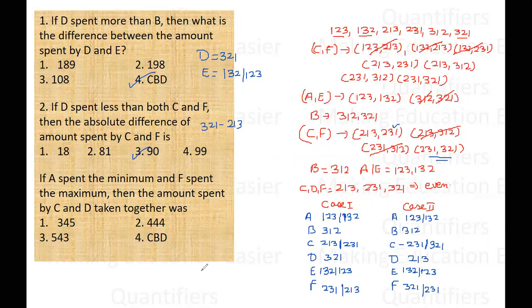Sorry, this is not 213, my mistake. It is 321 and 231. Sorry, 321 minus 231. So the difference is 90 rupees.